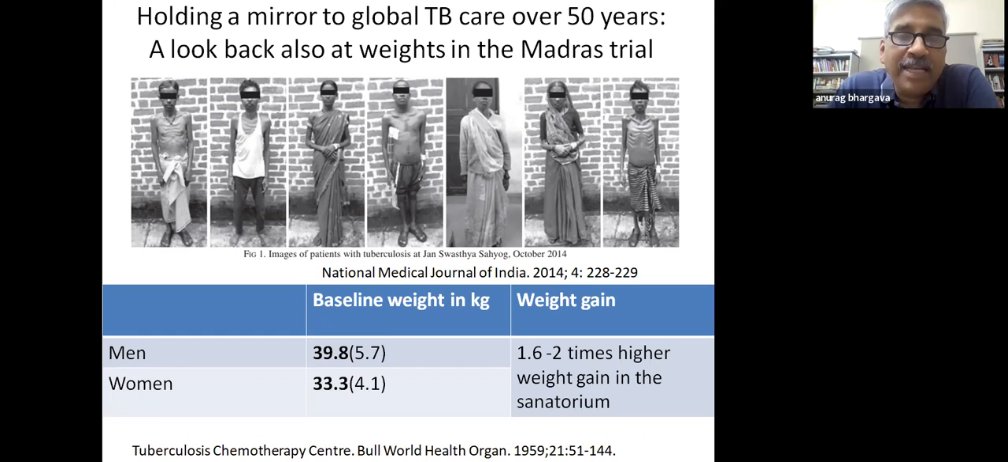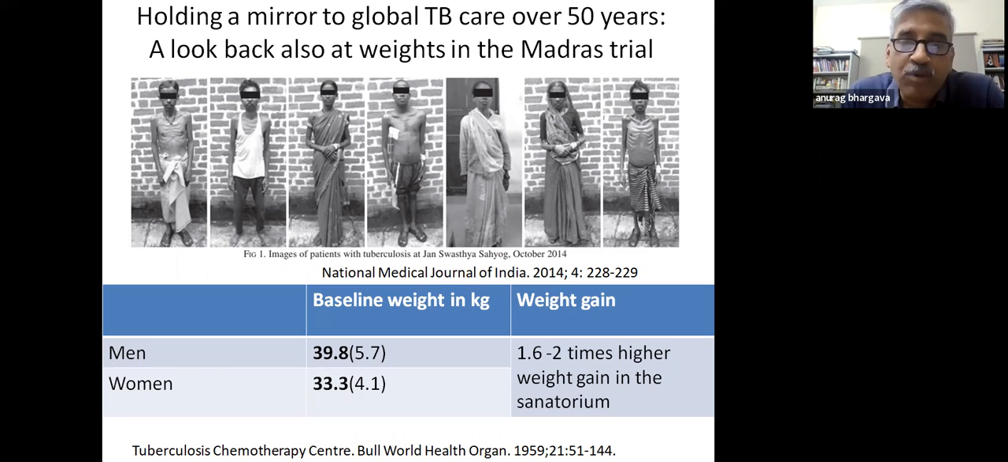Now, it might seem that the attention to these low weights really happened only because of our large study, but actually, even in the case of the Madras trial, the famous trial of home versus sanatorium treatment, when we look at the data, the weights were very, very low. And the weight gains were actually much higher in those who were provided sanatorium treatment with a better diet.